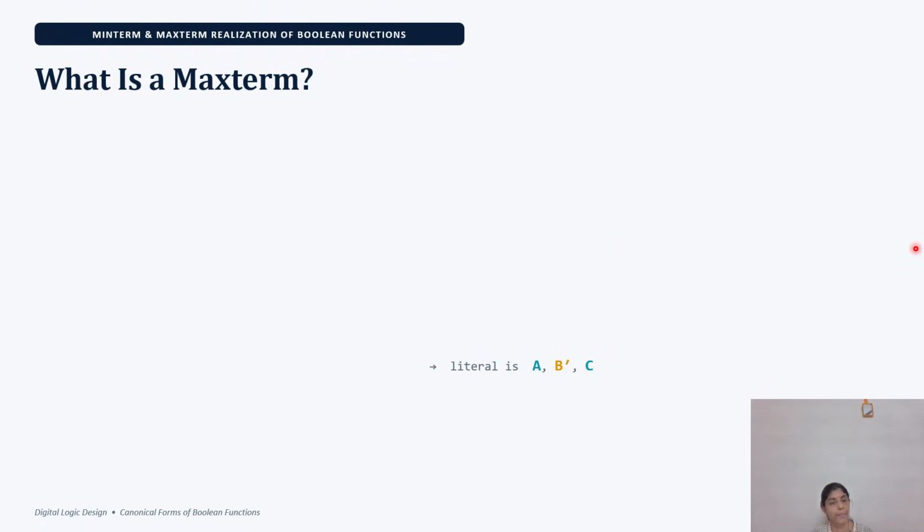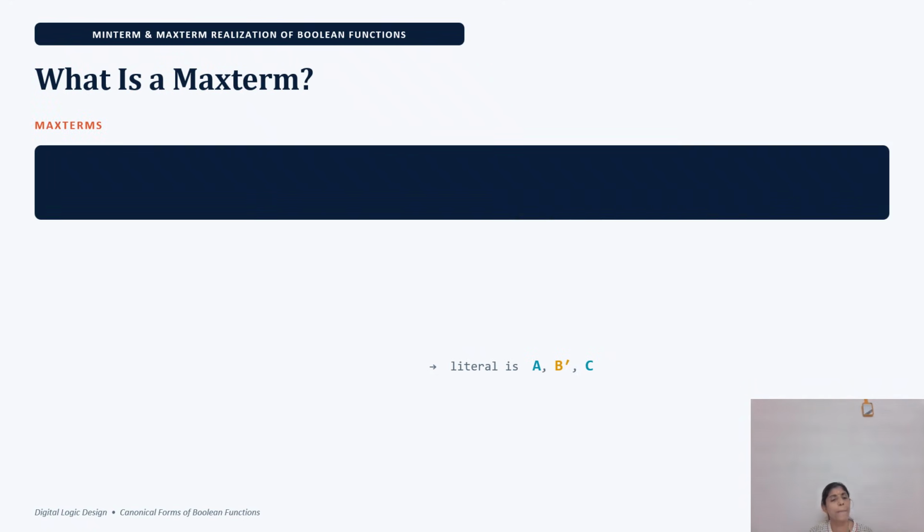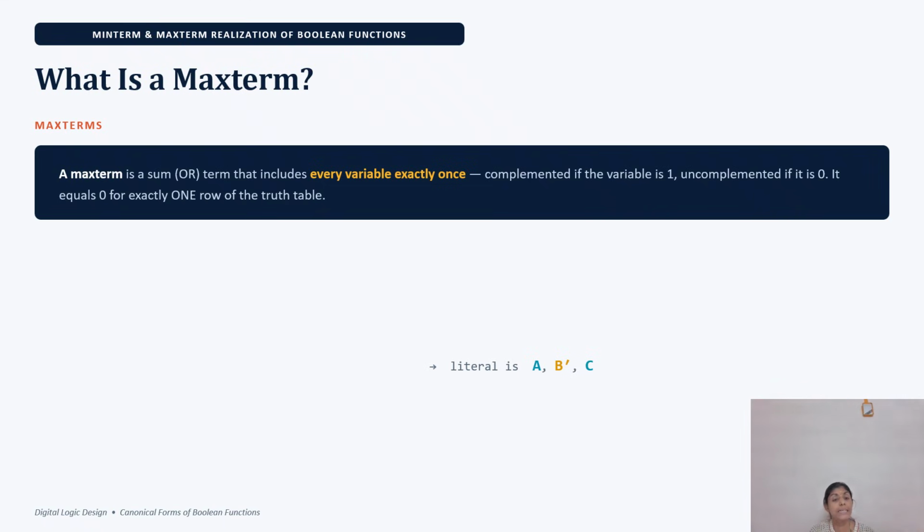Next we will see what is a Maxterm. Okay, the definition for Maxterm. Check here what is a Maxterm. So Maxterm in the sense it is a sum term, or else an OR term, a sum or OR term that includes every variable exactly once.